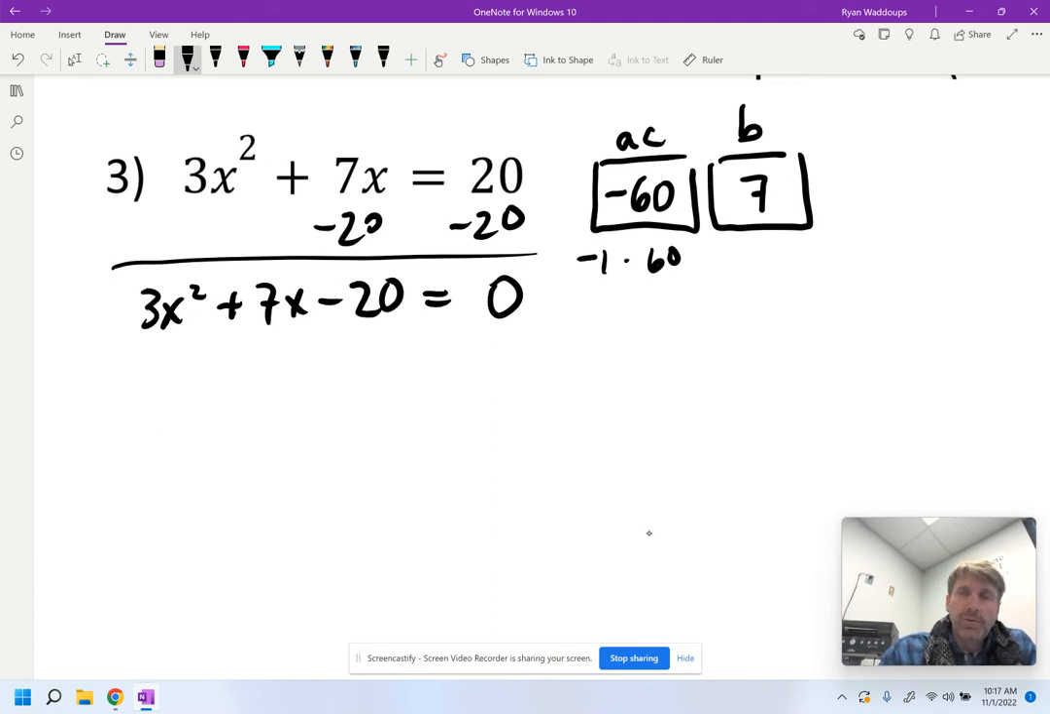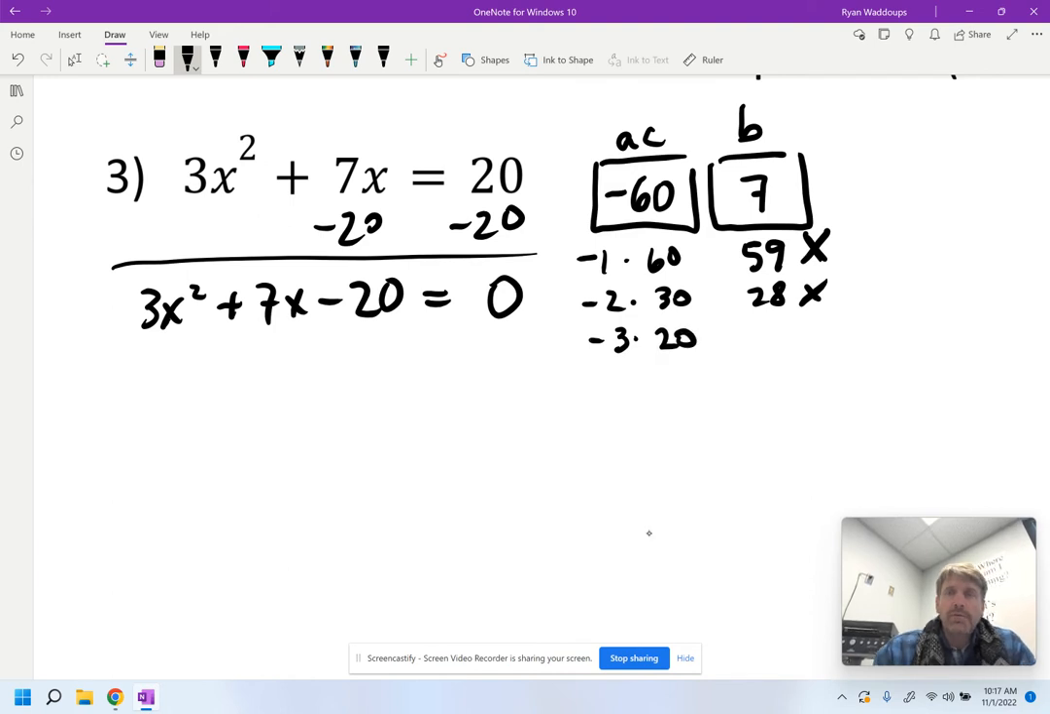When I multiply negative 1 times 60, I get negative 60. And negative 1 plus 60 is 59. And so those aren't the numbers, but at least the sign is correct. So negative 2 times 30, and that'd be 28. Again, not it. Negative 3 times 20 is negative 60, and negative 3 plus 20 is 17. Again, that's not it.